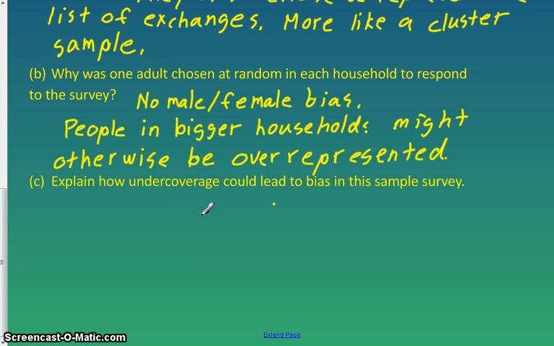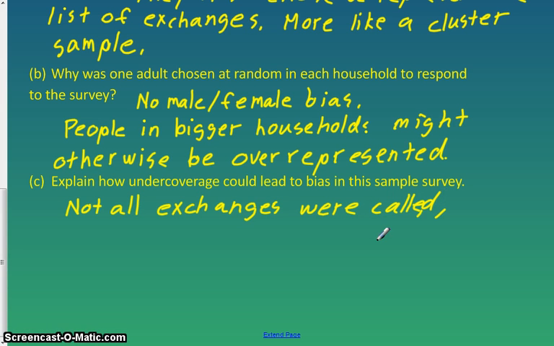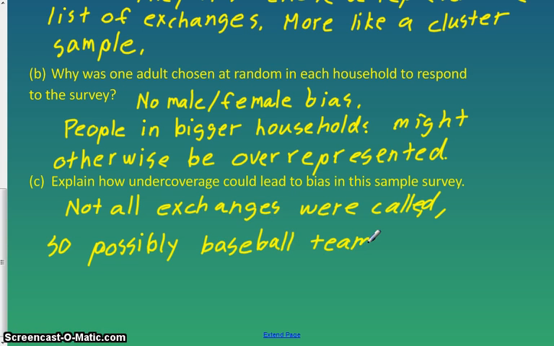Thoughts? So the undercoverage we know is not all exchanges were called. All right. So possibly, you can go either way here. Baseball team cities, I guess, were chosen with more positive outlook on baseball.